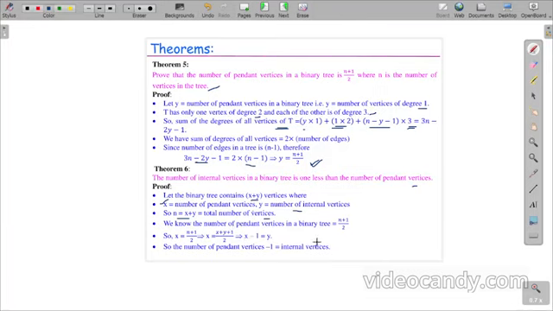We know that the number of pendant vertices in a binary tree is n plus 1 by 2. So x is n plus 1 by 2. In place of n we can put x plus y. So x equals x plus y plus 1 by 2, which gives x minus 1 equals y. So the number of pendant vertices minus 1 equals the number of internal vertices.